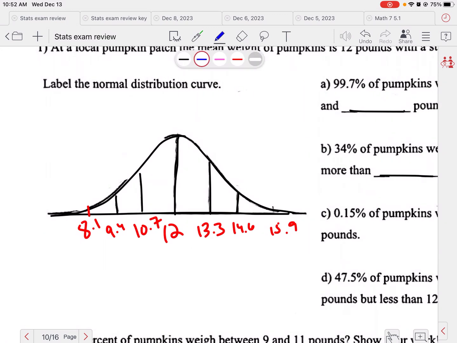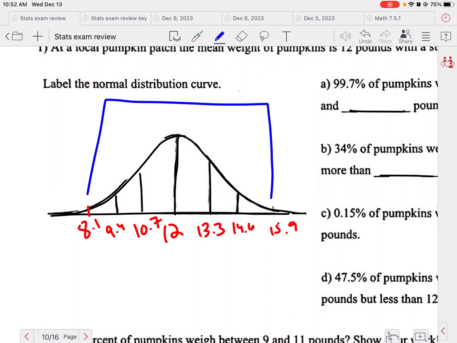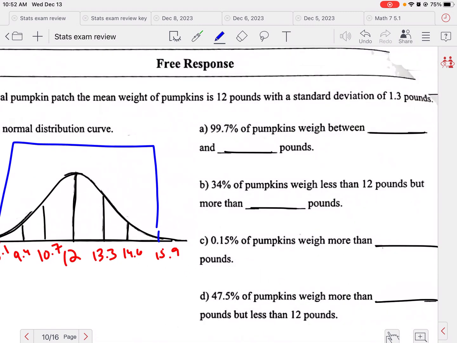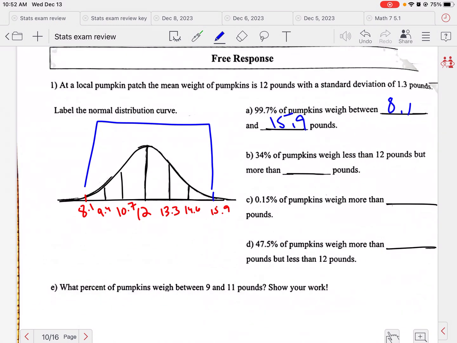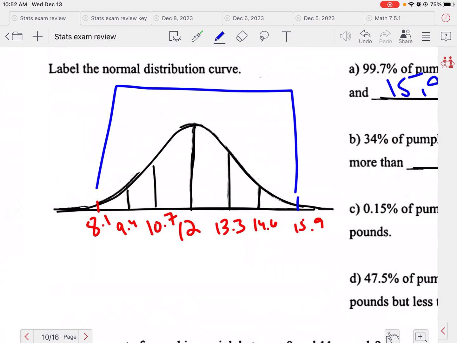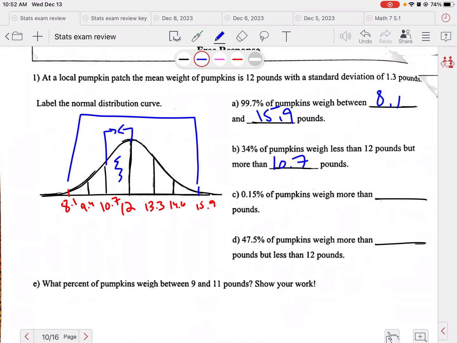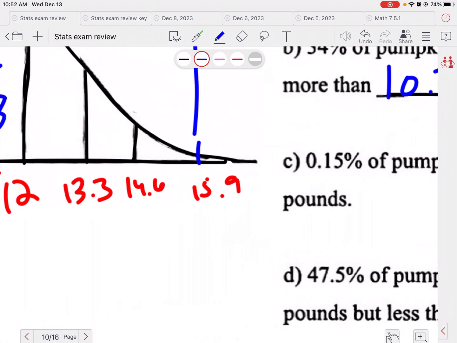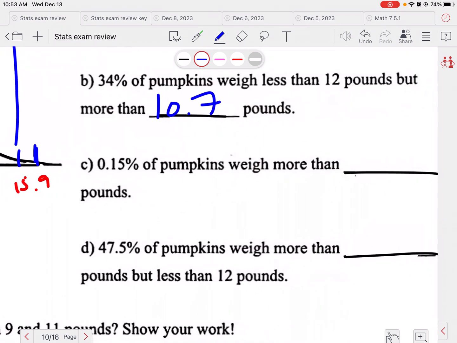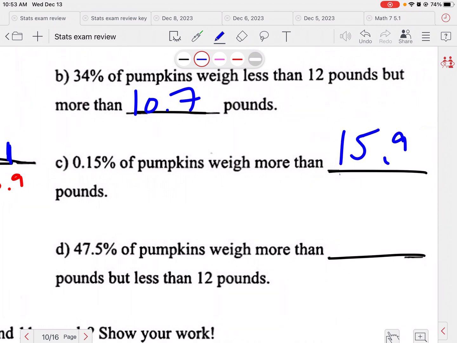Okay, so it says 99.7% of pumpkins weigh between. Well, I know 99.7% is between our last little pegs, so that's between 8.1 and 15.9. 34% of pumpkins weigh less than 12, so I'm looking at something less than 12. I know 34% is in this area, so it's going to be more than 10.7. 0.15% of pumpkins weigh more than how many pounds? Again, this is my 0.15. I strongly recommend having that written on your note card for this, so more than 15.9.